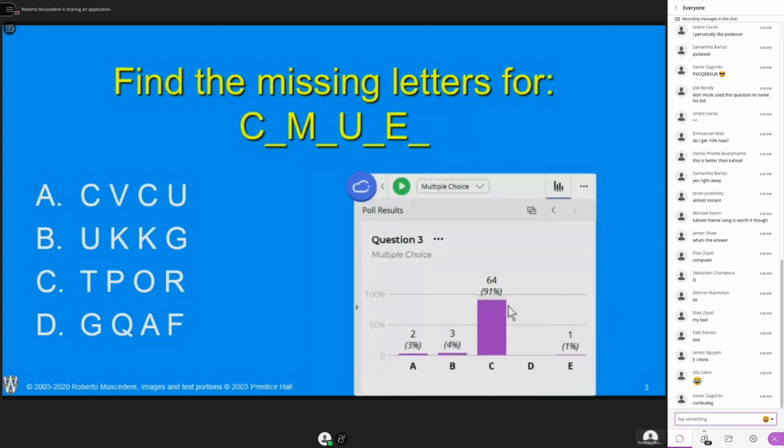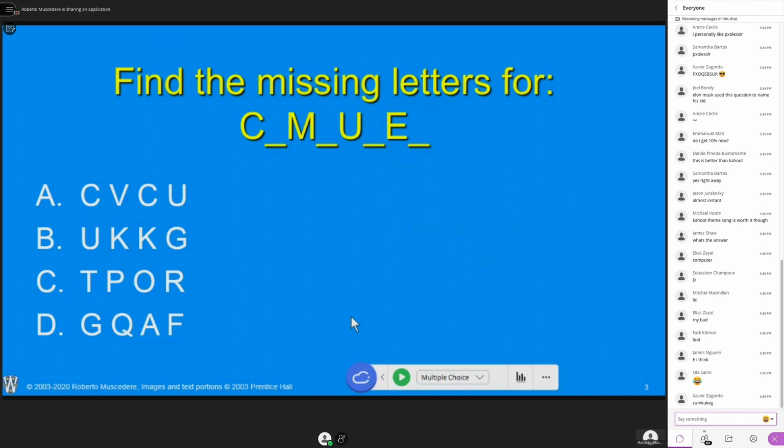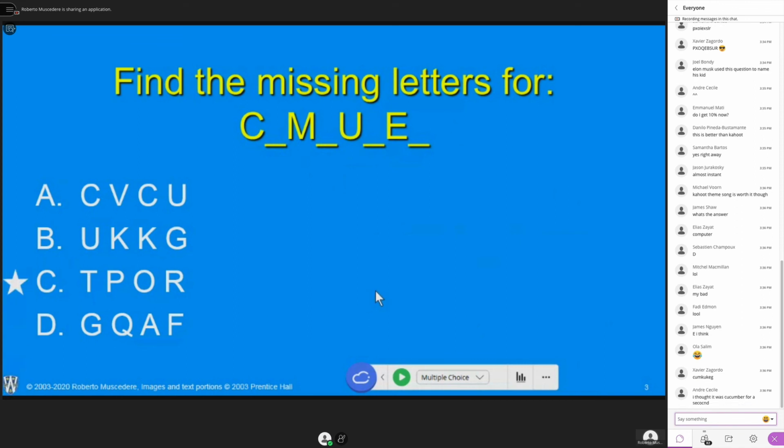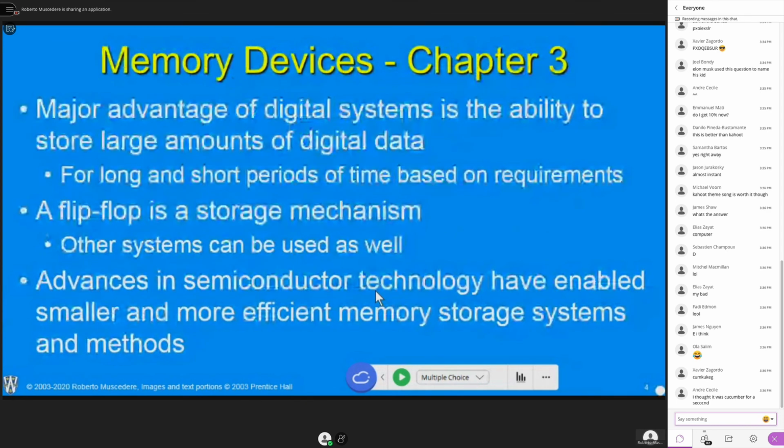So I'll stop it there. Again, let's look at the responses. You can see most people pick C again. And of course, the mystery word is computer. All right. And of course, it is C. It's funny the things our brains do. All right. So then, of course, that's memory devices. So I'm not going to start this slide, of course, but that was good to test that.